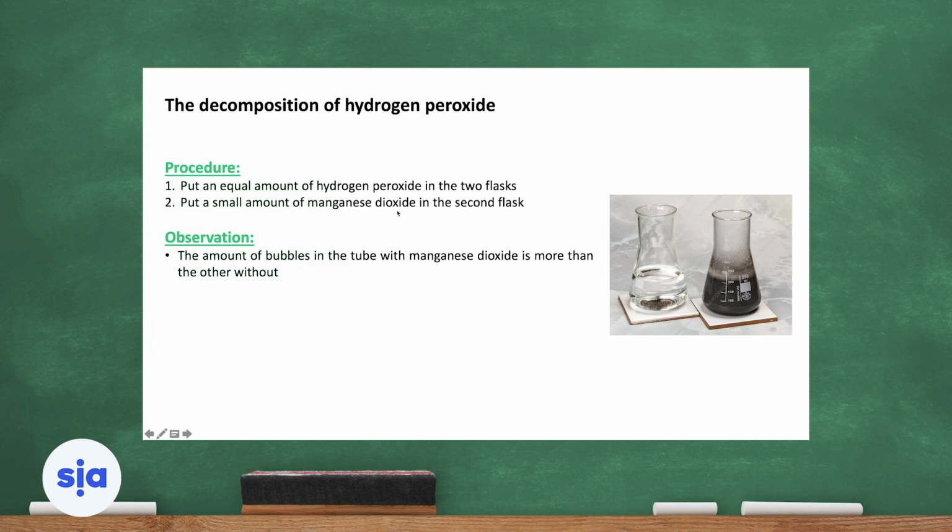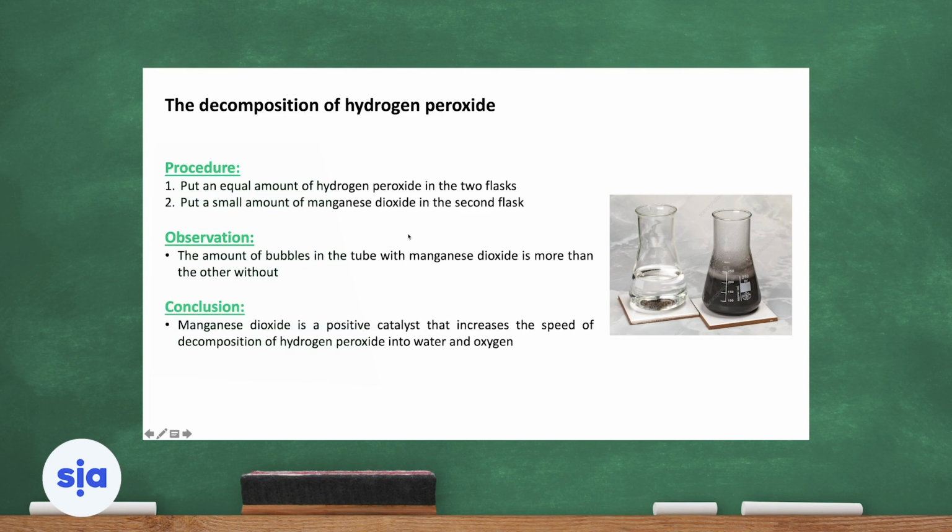It is a catalyst. It is used in this experiment to increase the chemical reaction speed and increase the rate of decomposition of hydrogen peroxide. Manganese dioxide is a positive catalyst that increases the speed of decomposition of hydrogen peroxide into water and oxygen. How do we know? From the production of bubbles in flask number 2. The bubbles are, of course, oxygen gas.